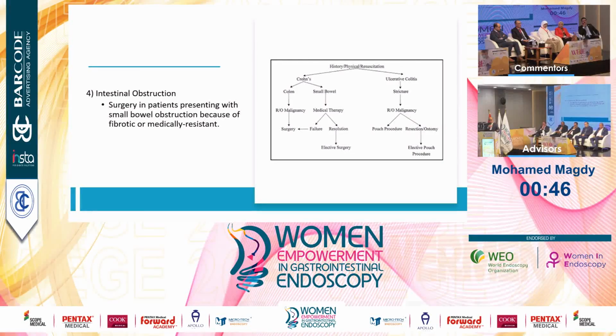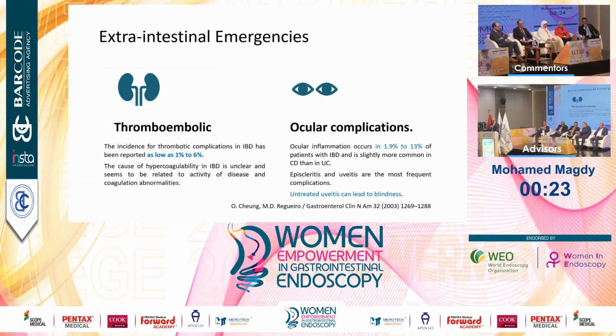In Crohn's disease, usually you have a stricture in the small bowel. And of course, you should differentiate whether it is an inflammatory obstruction or a fibrotic obstruction. If it's fibrotic, you should go to surgery and resection. Inflammatory obstruction sometimes responds to biologic treatment.